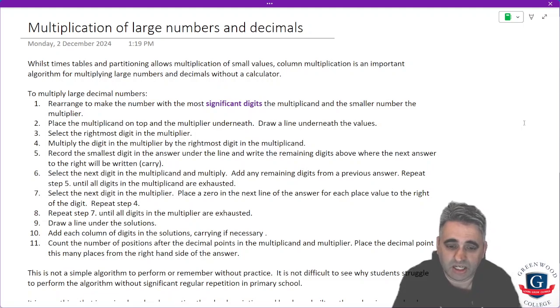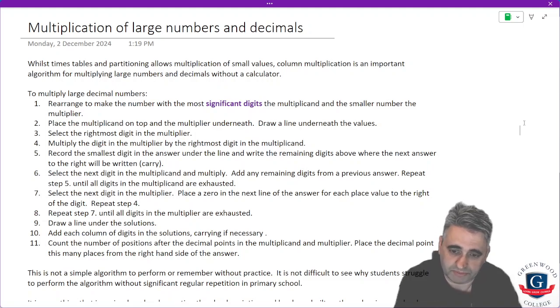So the algorithm itself, as you can see with its 11 steps, is quite complicated. And I don't think you'd ever do it by following the steps of the algorithm, but I've written it out just to show how complicated it really is, so that we give kids the time to learn it.